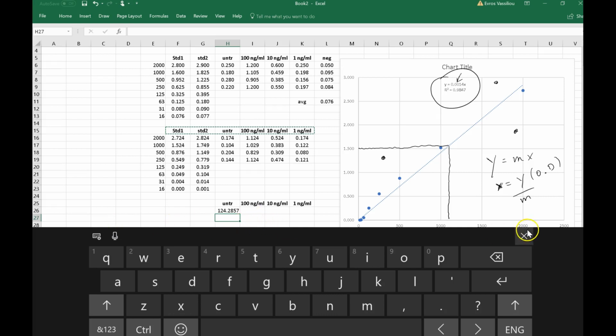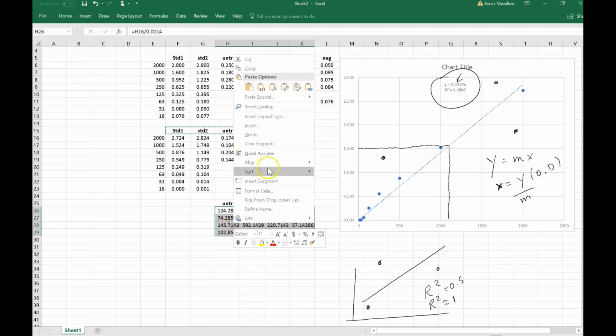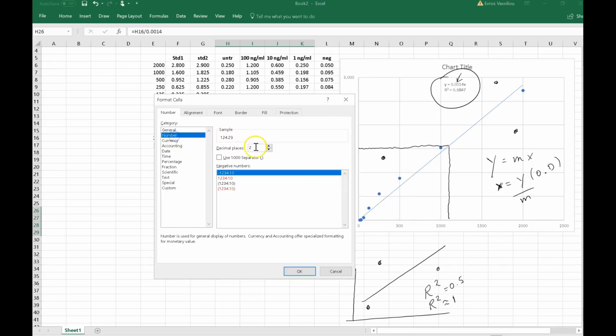Now, here's the beauty of it. Once you calculate this one, all you have to do is autofill the rest. So I'm doing for the 4, and then I'm going sideways to do for the rest. You see how quickly it calculates for every data point what the actual concentration is? You don't have to go one by one and compare it on the graph. And because my system is not accurate down to a decimal point, I'm just going to say format, and I'm going to say I don't want any decimal points. And just say okay.